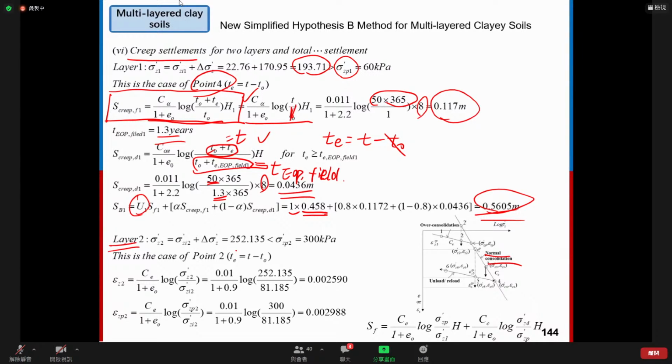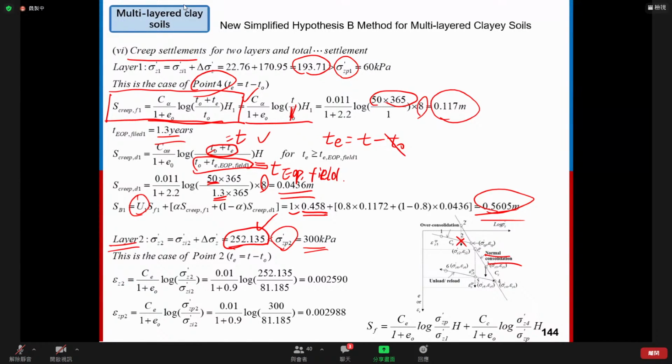And for layer 2, we calculate here, we see that the final stress is still smaller than the pre-consolidation stress. So that is on the OCL line here, right? It's the OCL line rather than the NCL line. So we will use something different.